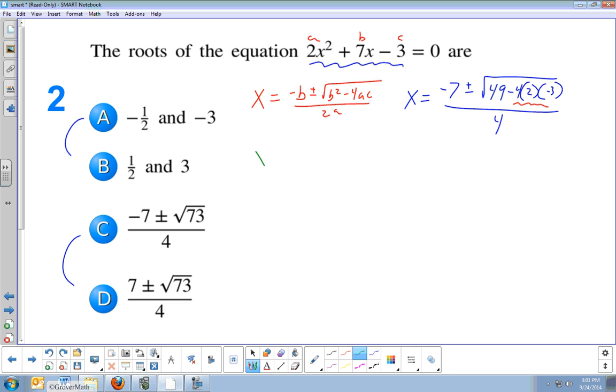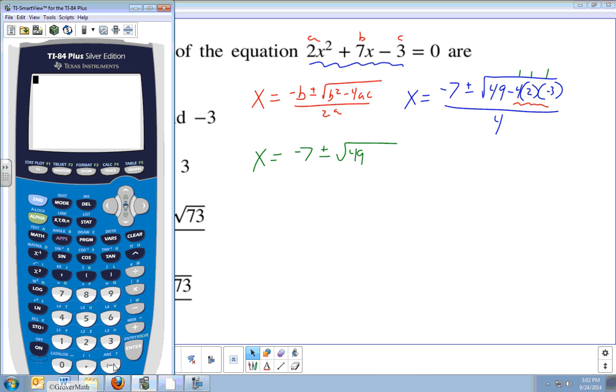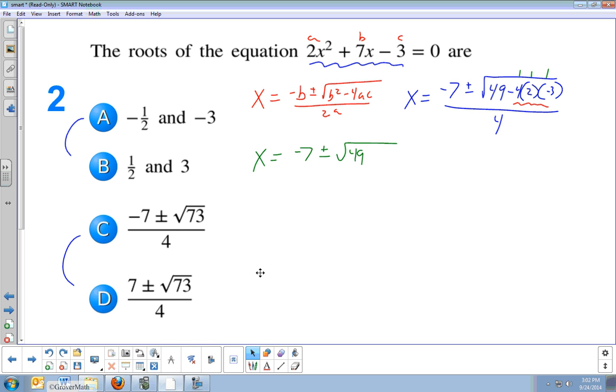So let's see, we have x equals negative 7 plus or minus the square root of 49, and then I have 3 numbers, negative 4, 2, negative 3. And just use your calculator for it if you don't want to do it in your head. Negative 4 times 2 times negative 3 is going to give us positive 24. And that positive 24 is crucial because that means it's now 49 plus 24.